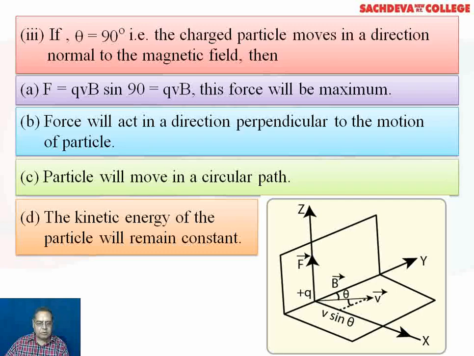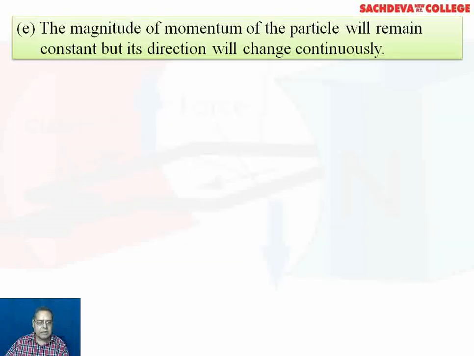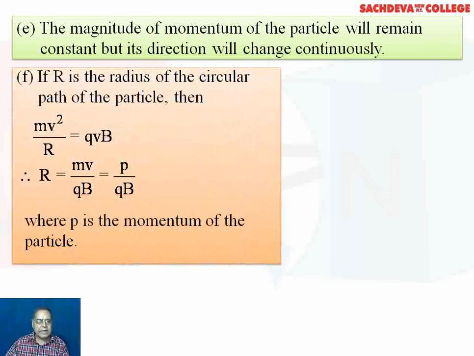Again, look at the figure as I have described earlier. Now, the next part is that the magnitude of momentum of the particle will remain constant, but its direction will change continuously while moving in a circle. And that direction is indicated by drawing a tangent. If r is the radius of the circular path of the particle, then mv square over r is qvB. This type of principle is adopted in the cyclotron, which is used for accelerating positively charged particles.